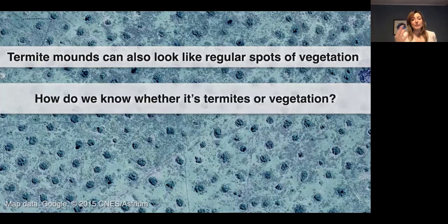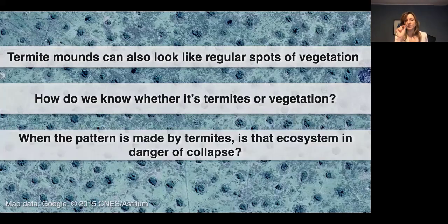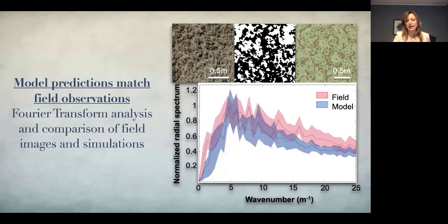So anyway, the problem is, termites could also look like this, is the bottom line. How do we know whether it's termites or vegetation? Turns out to be a super interesting question, but we think we have the answer. The question is also, if it's the termites creating these spots and not Turing, what's the consequence for ecosystems?